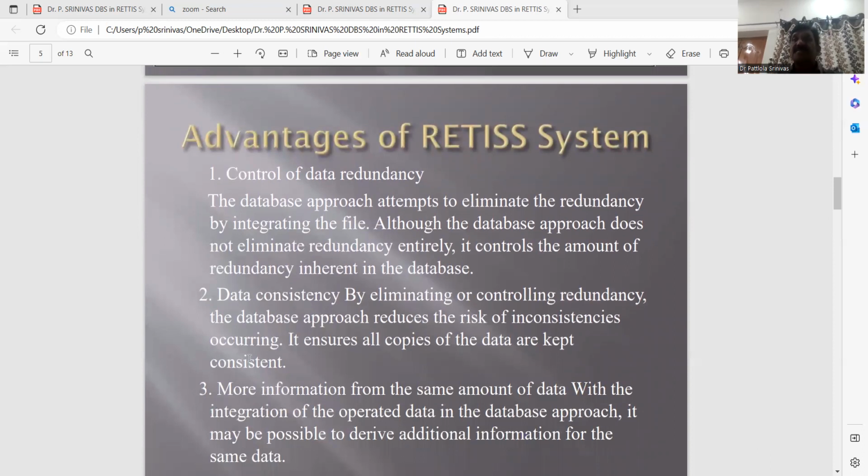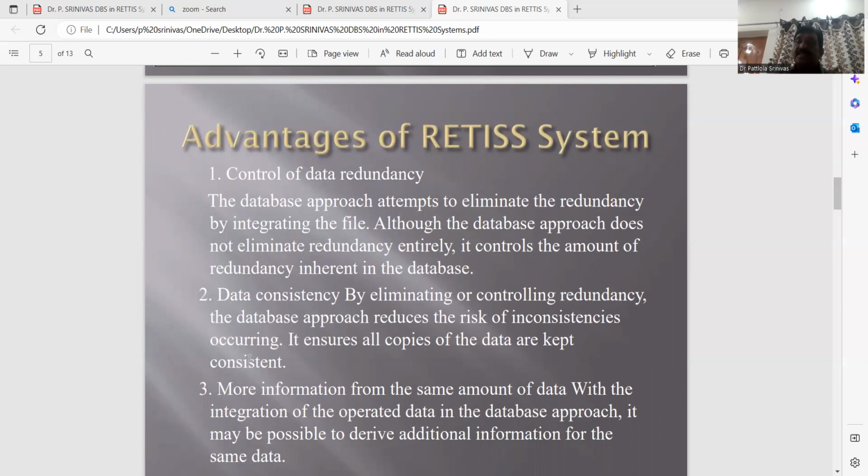Here are some advantages of the RTS system, six different advantages. First is control of redundancy. This means eliminating the redundancy of the data, so there is no duplication of data in a particular database system. Here you can use the normalization concept. Without the normalization concept, you cannot eliminate the duplication of data. It is compulsory. The second advantage is called data consistency.